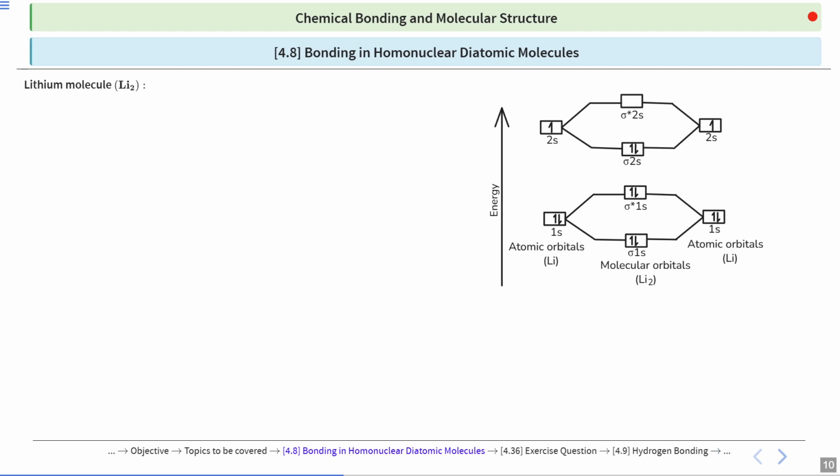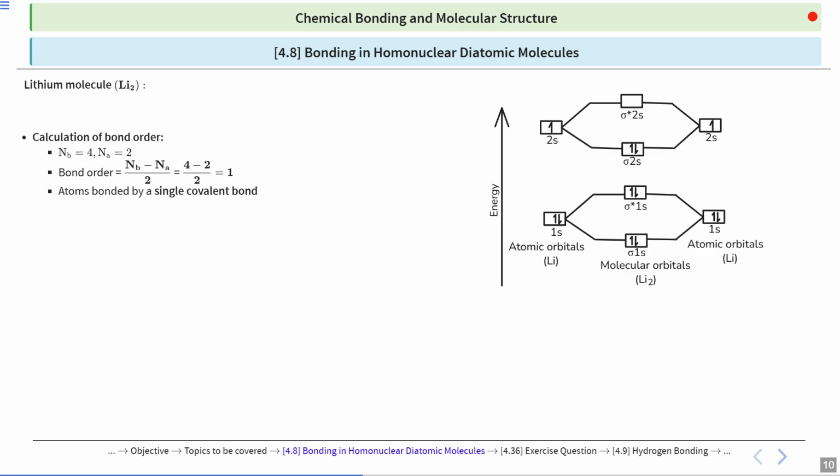First, what will we calculate? We will calculate the bond order first of all. To calculate the bond order, we will count the number of bonding molecular orbital electrons and anti-bonding molecular orbital electrons. It will be 4 and 2 respectively. Further, the bond order will be 4 minus 2 divided by 2, which will give you 1 as the bond order. Now, the bond order is 1. Therefore, a single bond will be present between these 2 lithium atoms, and that bond will be a sigma bond.